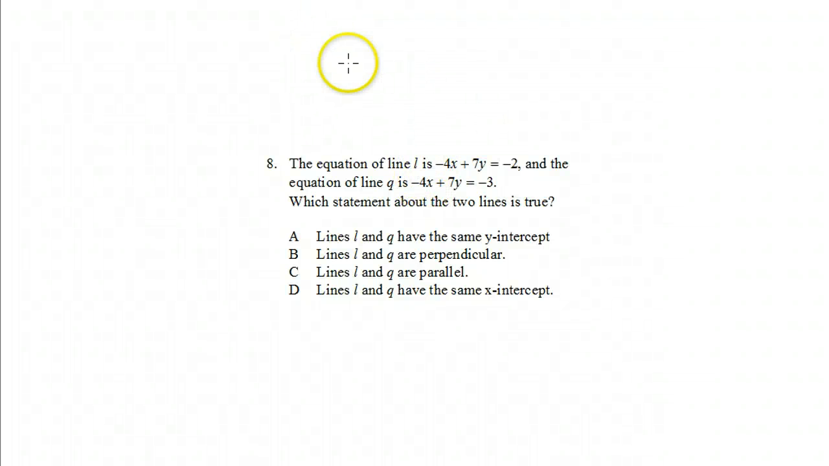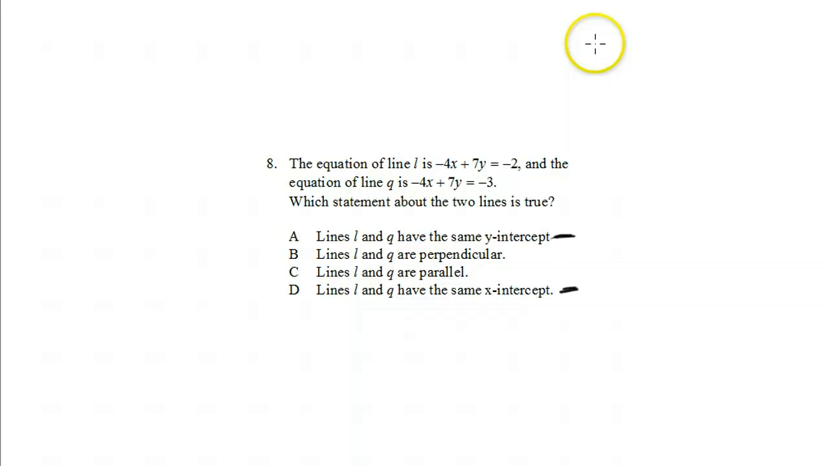Number 8 says the equation of the line L is this, the equation of line Q is this, and which of the following are true? So the first thing that's easiest to always check are the intercepts. So let's check the x-intercept and the y-intercept. How do we do that? We just cancel out the other variable by plugging in a 0. That's what an intercept is.